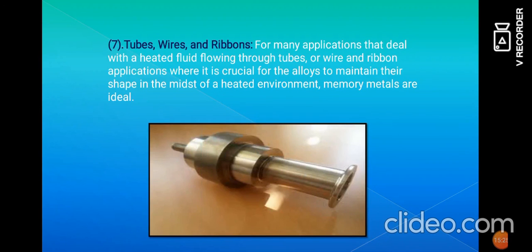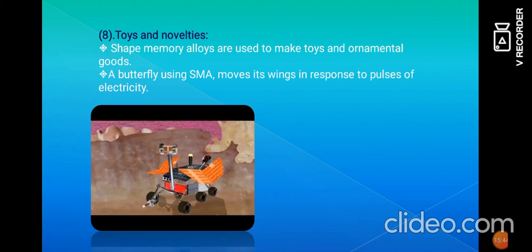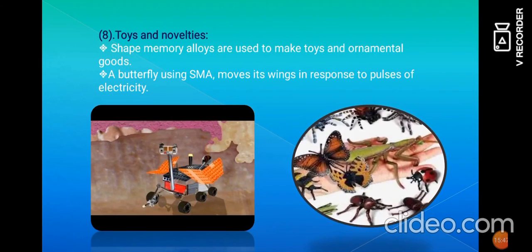Tubes, wires and ribbons. For many applications that deal with a heated fluid flowing through tubes, or wire and ribbon applications where it is crucial for the alloys to maintain their shape in the midst of a heated environment, memory metals are ideal. Toys and novelties. Shape memory alloys are used to make toys and ornamental goods. A butterfly using shape memory alloy moves its wings in response to pulses of electricity as shown in the figure.